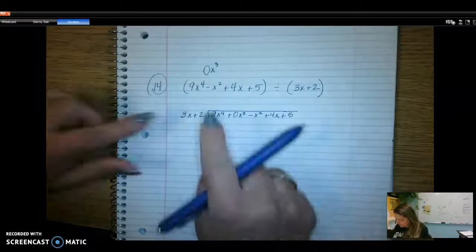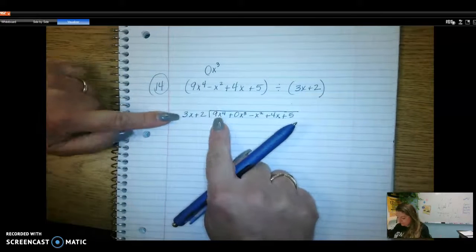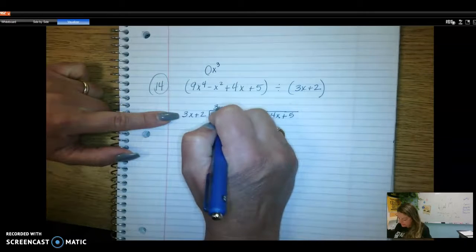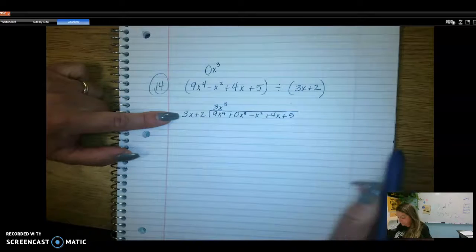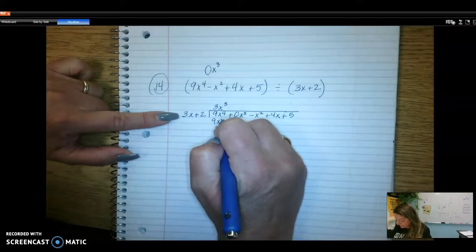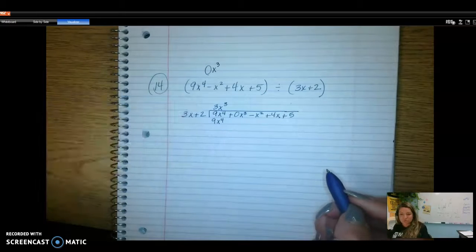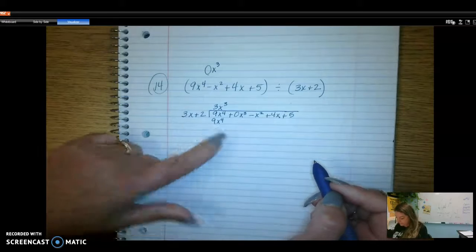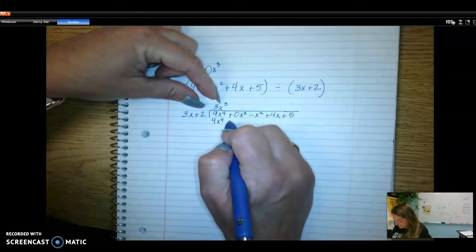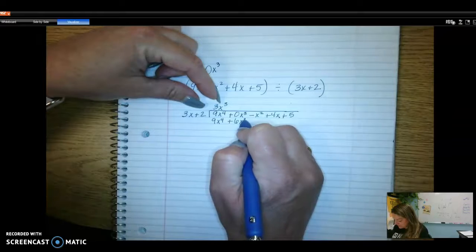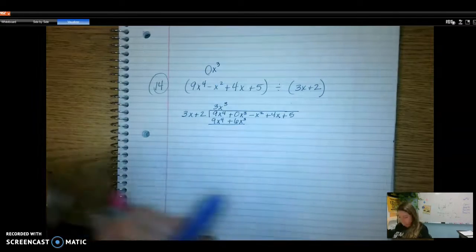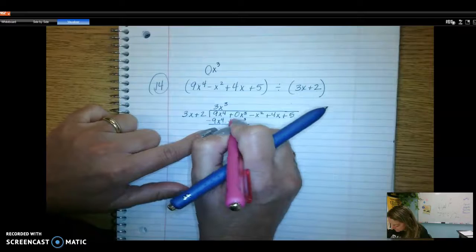All right, and here we go, right? 3x times what will give us a 9x to the fourth? So we're looking at 3 and then x cubed, and we're just going to distribute. So I'm going to get a 9x to the fourth. Remember, you always want that to be the same because you want it to go away, right? So that's kind of a good way to check your answer. 3 times 2 would be a 6. So this is positive 6x cubed. And then let's go change the signs. Okay, so we're going to subtract and minus.